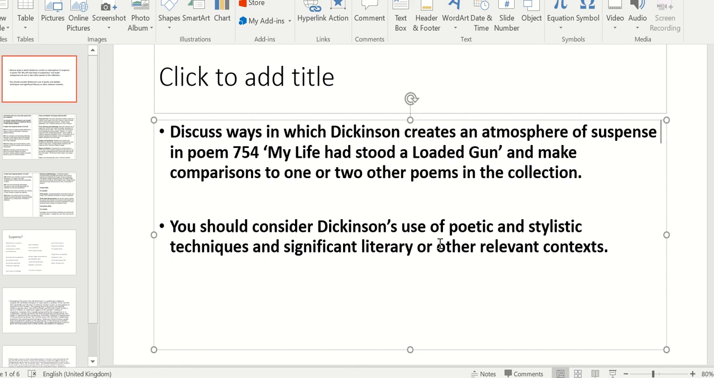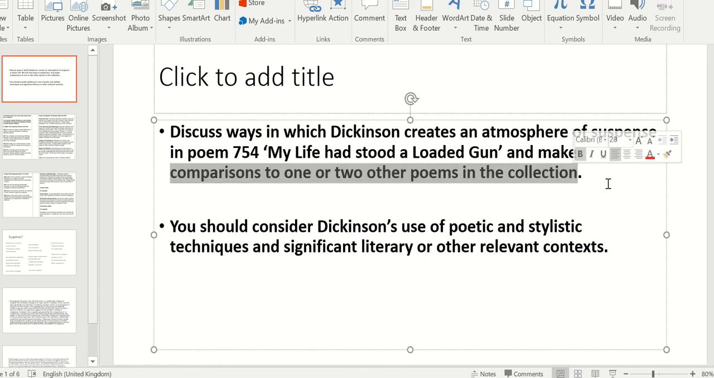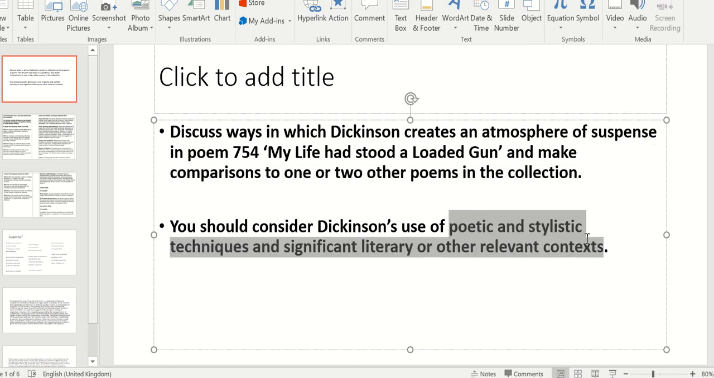And then here, you've got this idea of comparison to one or two other poems in the collection. Lots of you did that really well, particularly linking to things like I Heard a Fly Buzz. That was lovely. This bit here is an area where we could improve.